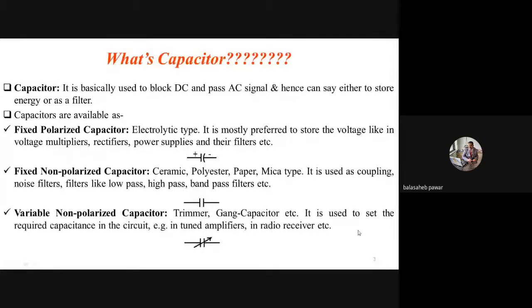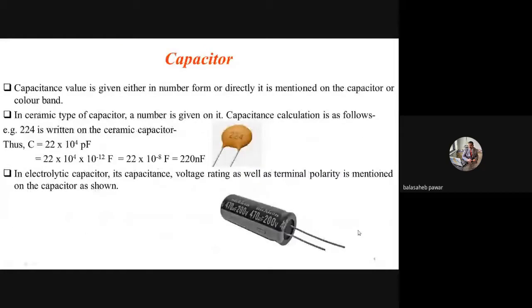Okay. The first one is the fixed type and non-polarized, that is the ceramic type of capacitor. You might have studied it again during the first year. The capacitance value is given either in number form, or directly mentioned on the capacitor, or it may be given in color band form. The first one is the number system, and the ceramic type of capacitor lies under that. You might be familiar with how to find the capacitance of this ceramic capacitor, but again, I will explain firstly.